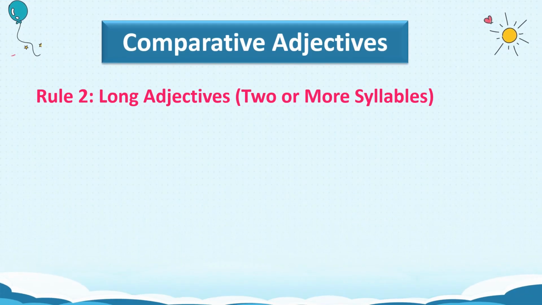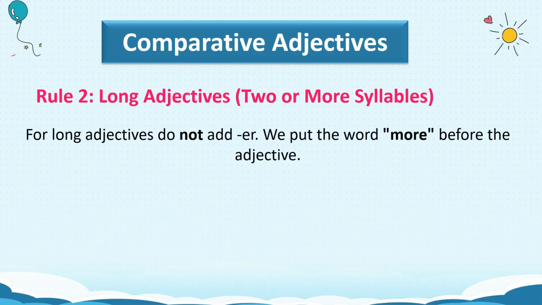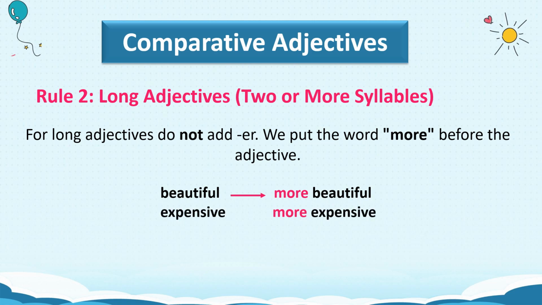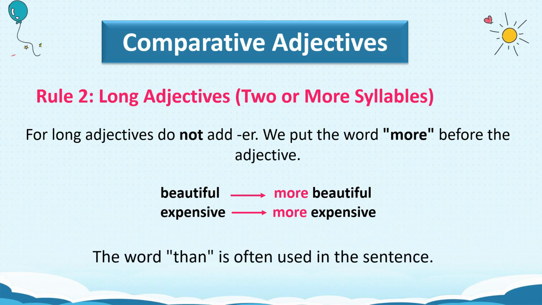Rule 2. Long adjectives. For long adjectives, we do not add -er. We put the word "more" before the adjective. For example, beautiful becomes more beautiful. Expensive, more expensive. The word "than" is often used in a sentence.